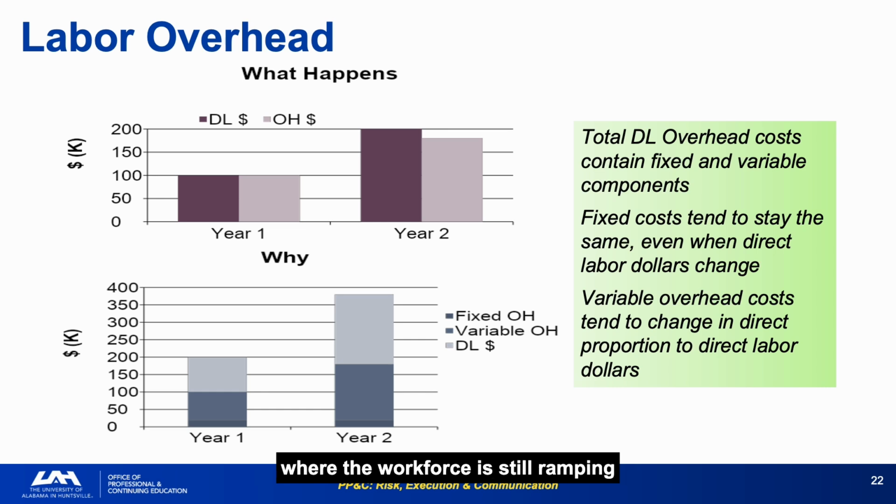In a development contract where the workforce is still ramping up, you would expect overhead to be proportionally lower early on. The flattening of overhead growth relative to DL growth as the workforce scales up is a mathematically predictable outcome of the fixed cost component. It is not a warning sign. It is expected behavior. Use this chart as a visual anchor for the inverse relationship principle.